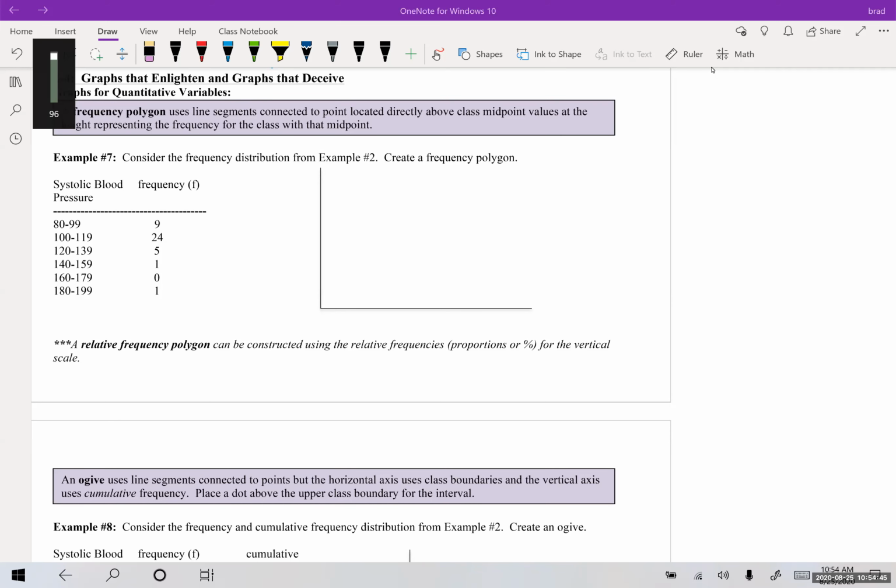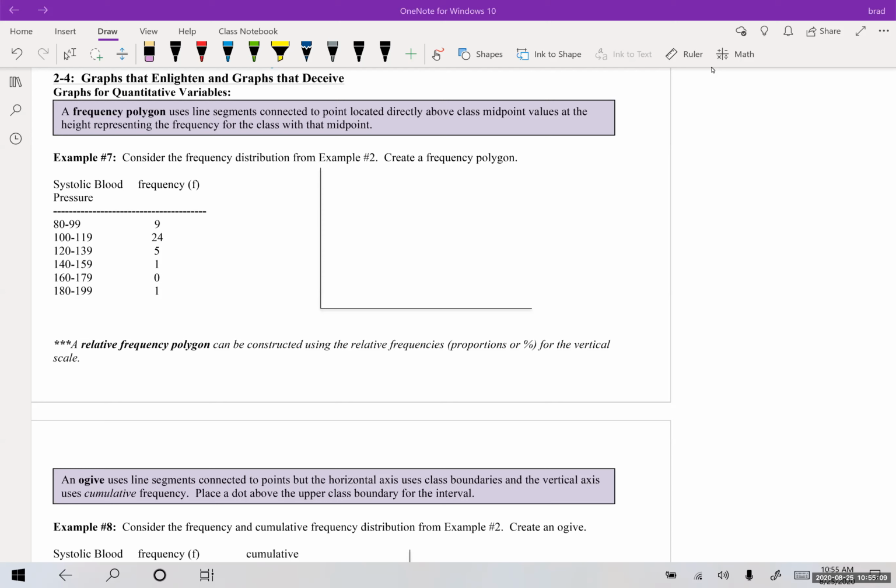Okay, guys, so today we're going to finish up chapter 2. This is chapter 2.4, graphs that enlighten and graphs that deceive. I think in your homework it might end up being called chapter 2.3. Remember, again, don't line up the notes perfectly with the homework. You just try to think of the concepts. It'll always be off by about one section because I'm using notes from an older edition of the book.